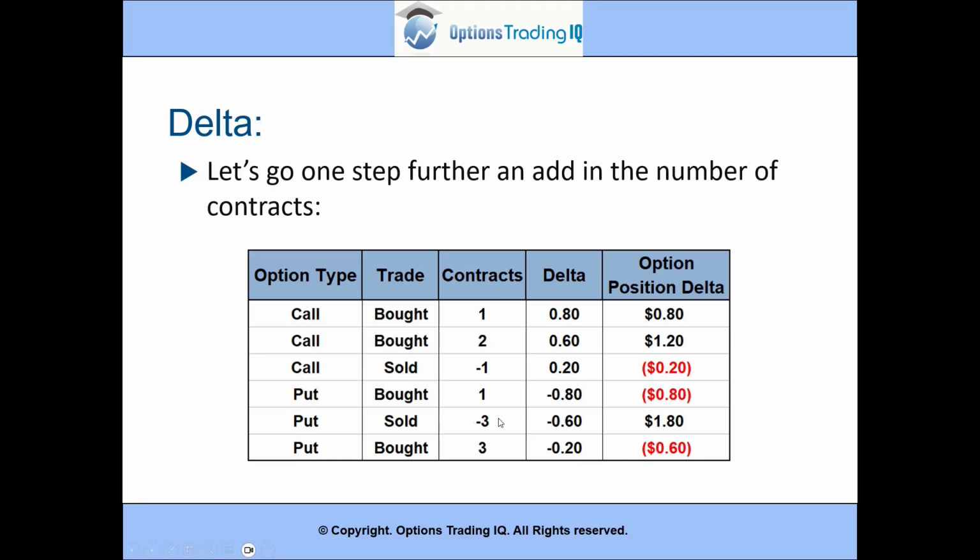Here we're selling 3 puts though, with our 60 delta. So our position delta is positive 180 because negative 3 times negative 60 is 180. And finally, if we buy 3 puts at the 20 delta, we'll have negative 60 as our position delta. Position delta is an important concept when we start to look at delta hedging, which we'll talk about shortly.